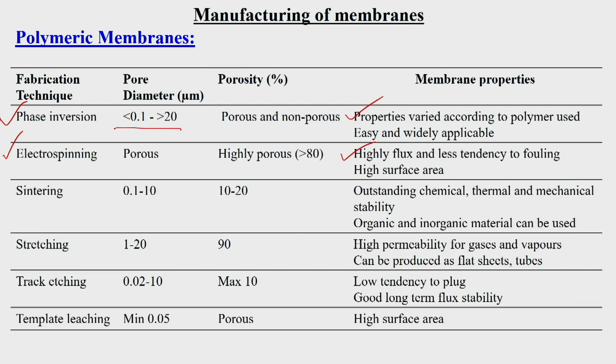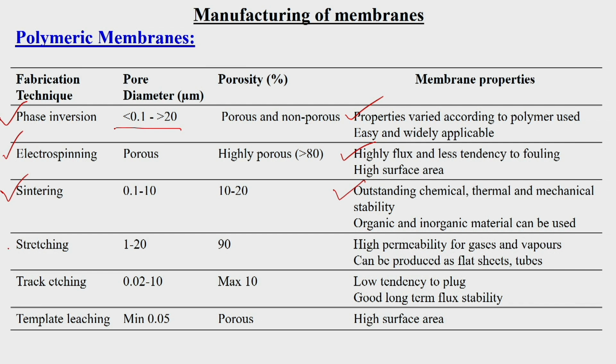In the case of sintering, we can get a pore diameter from 0.1 to 10 micron, so a wide range of membrane pores can be manufactured using the sintering process, and porosity varies from 10 to 20%. It has outstanding chemical, thermal and mechanical stability, and organic and inorganic materials can be used for the separation.